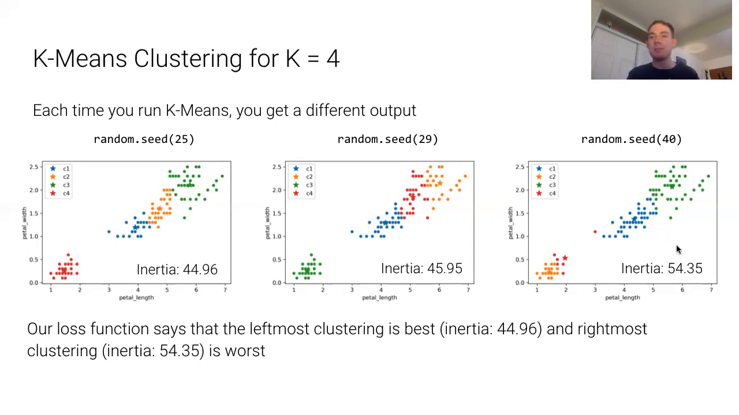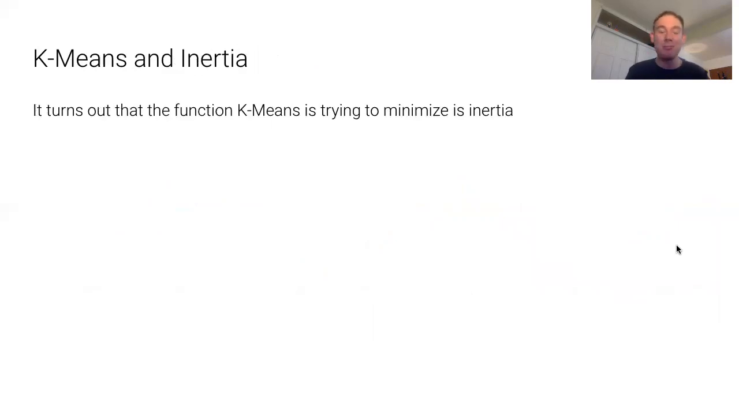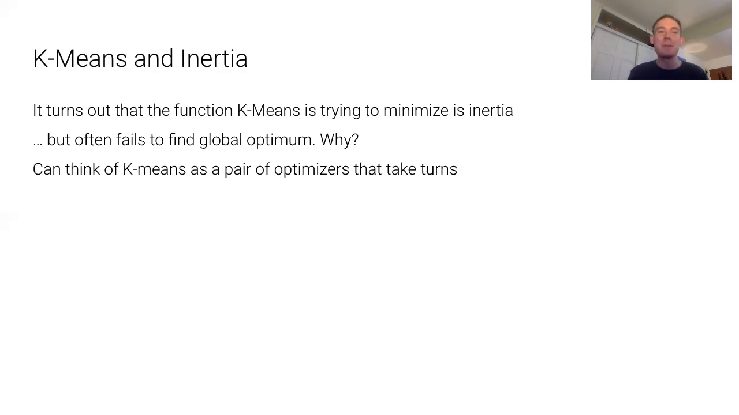Well, why can we end up with bad clustering, so really high inertia? Well, k-means is trying to minimize inertia. That's the objective function that k-means is trying to minimize. However, it doesn't really work all the time, as I just explained.